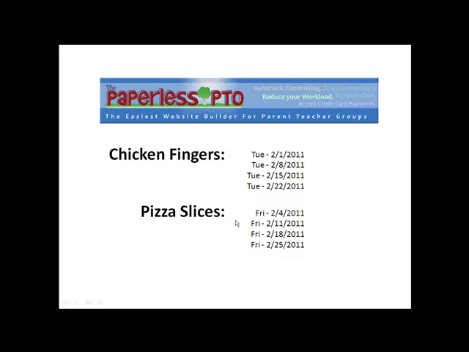For a moment, let's stop and think about the menu that we're going to offer for the families. Just to keep it simple, let's say that the menu is going to be for the month of February, and we are going to offer chicken fingers on Tuesdays, the 1st, the 8th, the 15th, and the 22nd, and then slices of pizza on Fridays, the 4th, the 11th, the 18th, and the 25th of February.